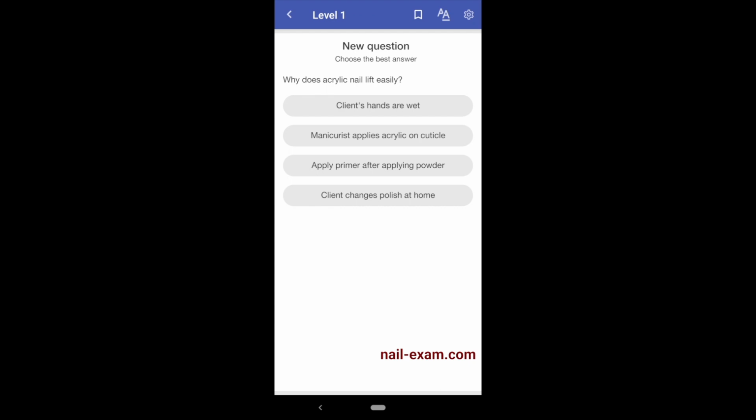Why does acrylic nail lift easily? Answers: A. Client's hands are wet. B. Manicurist applies acrylic on cuticle. C. Apply primer after applying powder. D. Client changes polish at home. The answer is B.